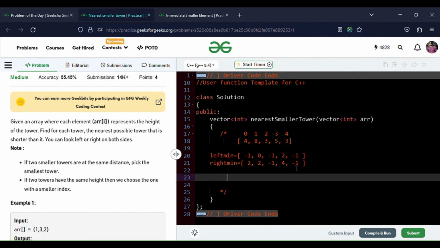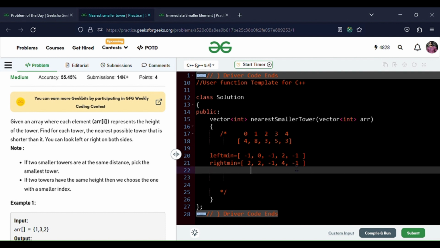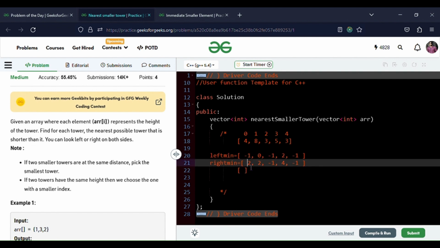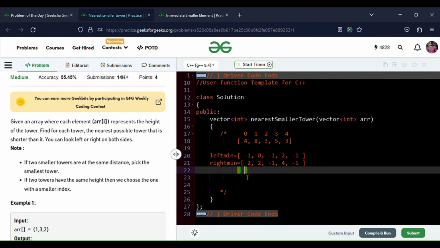Now calculate the answer for each element. Now for 4 there exists no element on the left side, but there exists one element on its right side, so we can put this element, there will be no comparison. For 8 there exists one element at 0 index on its left side and another element on the right side and its index is 2.